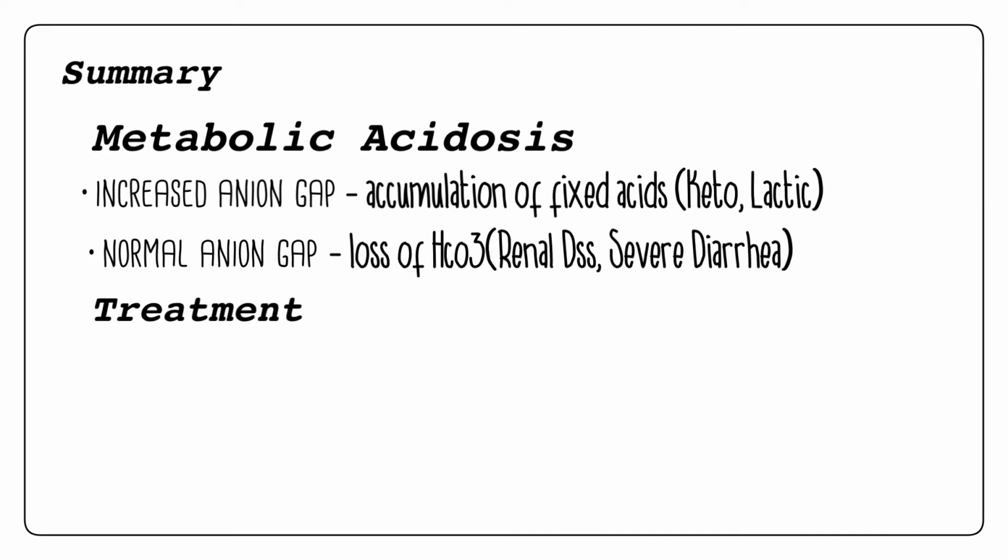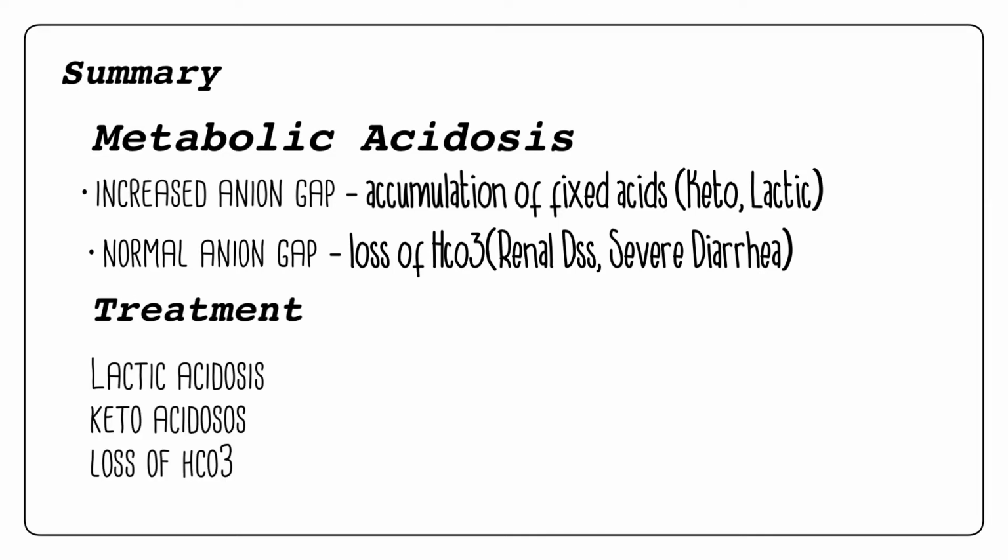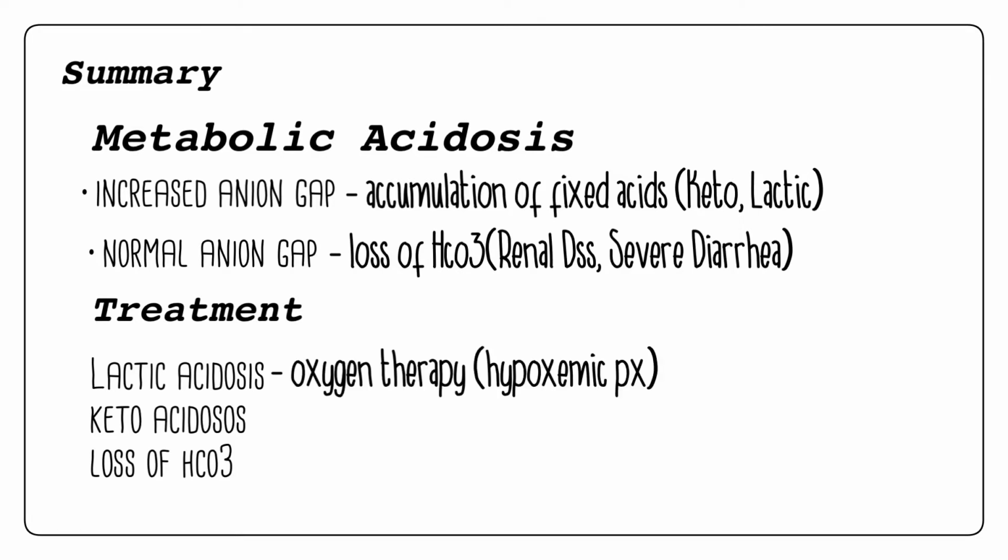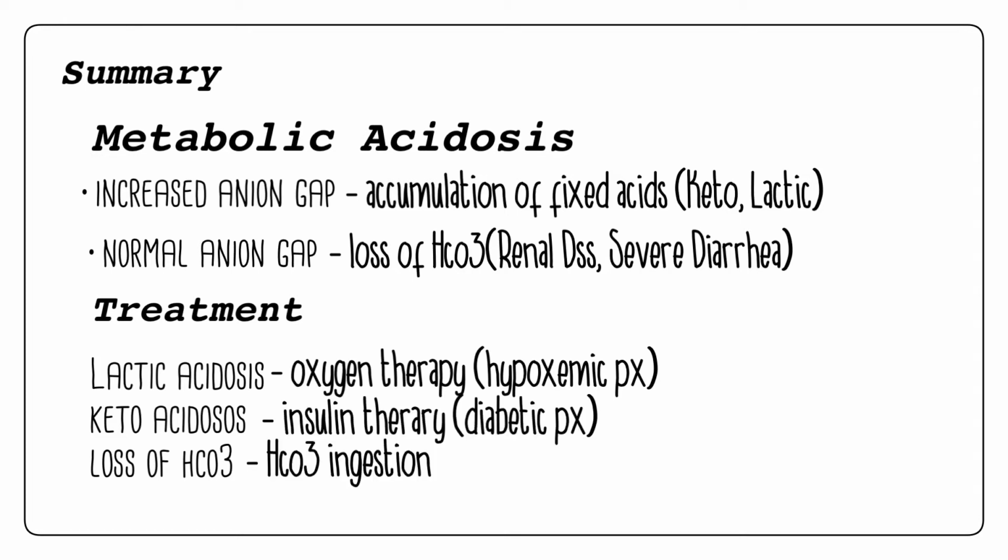Now, if it is caused by lactic acidosis, the patient requires oxygen therapy because lactic acidosis happens when the patient is in hypoxemia and the body has anaerobic metabolism. Now, if it is caused by ketoacidosis, which happens in a diabetes mellitus patient, the patient needs insulin therapy because the ketone acids come when fat burns to make energy for the body.